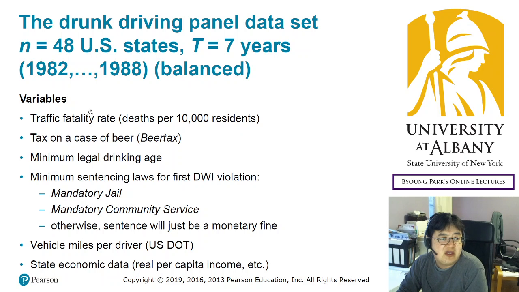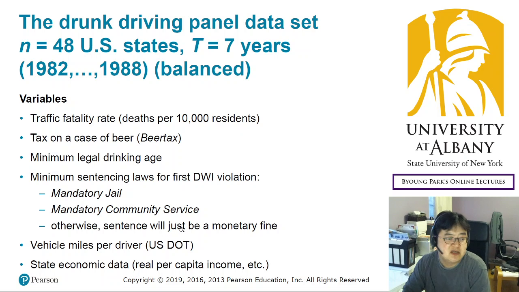So other than these two key variables, traffic fatality and tax on a case of beer, we include minimum legal drinking age, which may change over time and also change across states, and minimum sentencing laws for the first driving with influence violation, mandatory jail. Oh yeah, wow, it's quite strict. A mandatory community service, and what's the minimum for DUI, and vehicle miles per driver?